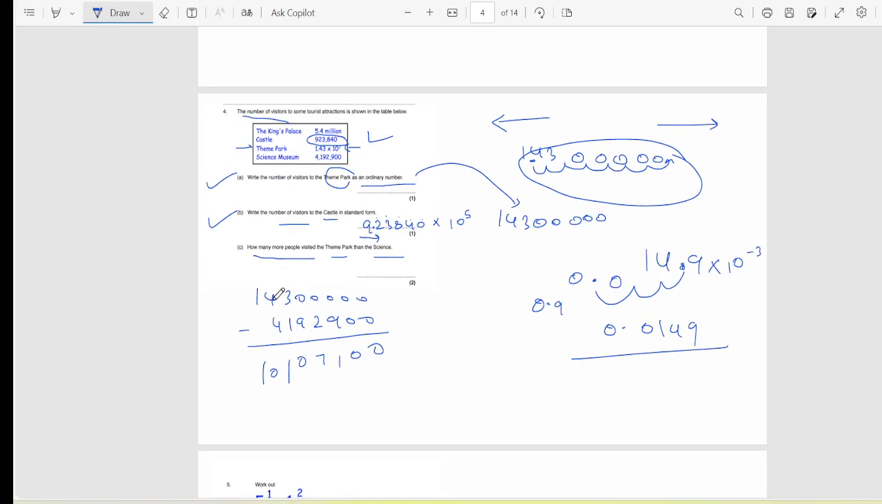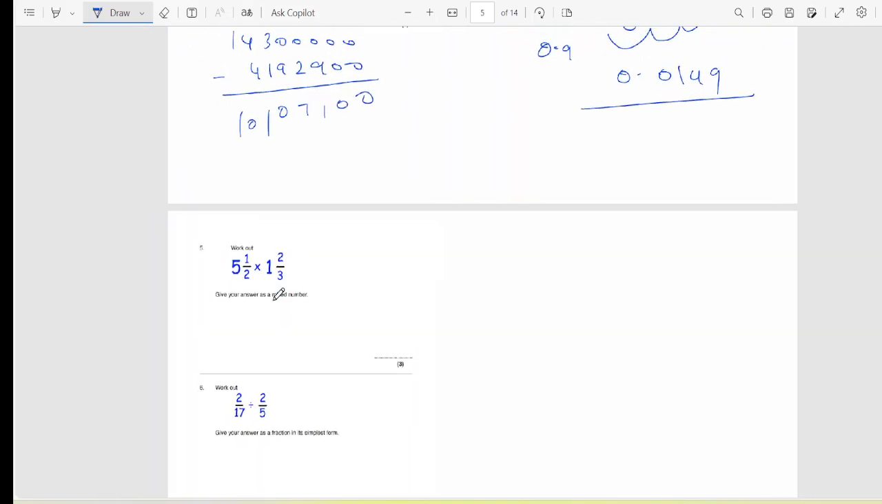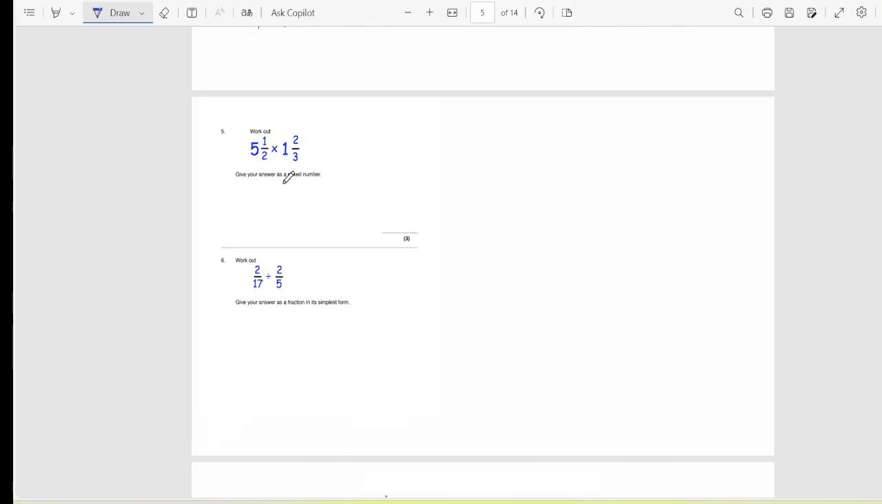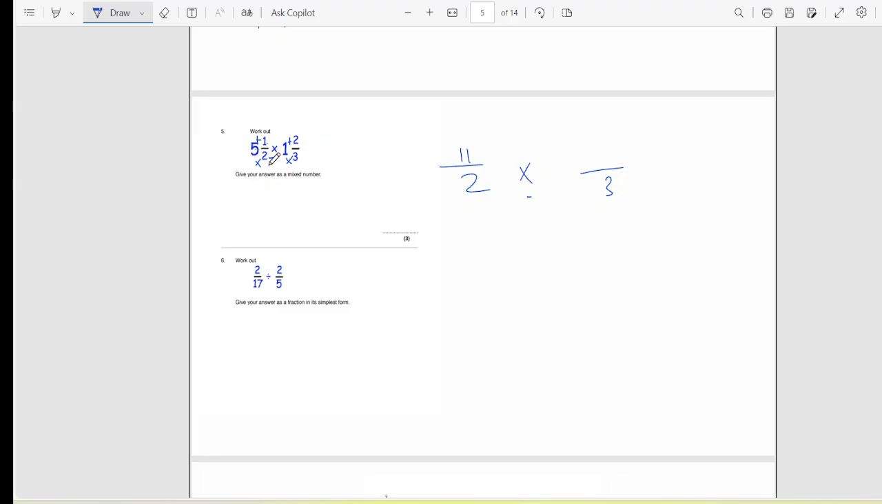Okay, next is work out this and give your answer as a mixed number. So first we need to convert this mixed number into a normal fraction. Same steps, we just keep the denominator as it is, multiply these two and add numerator. 5 times 2 10 plus 1 11. Then we have a multiplication sign in between, and then again multiply these two, add numerator, keep the denominator as it is. 3 times 1 3 plus 2 5.